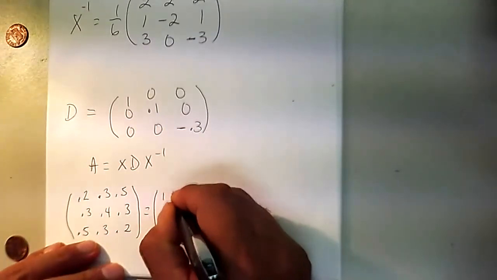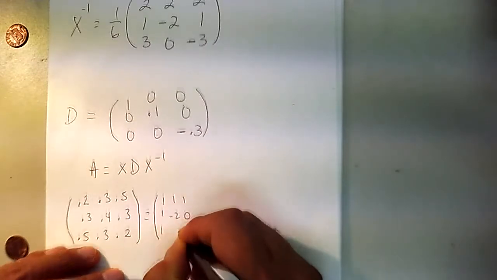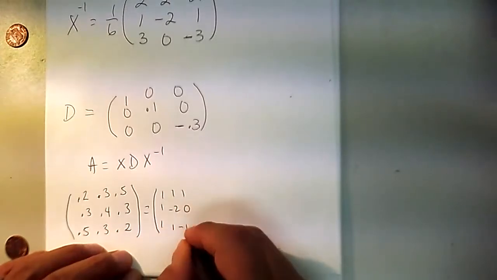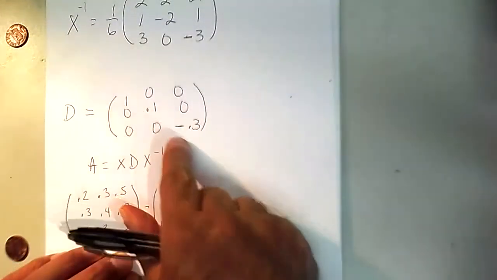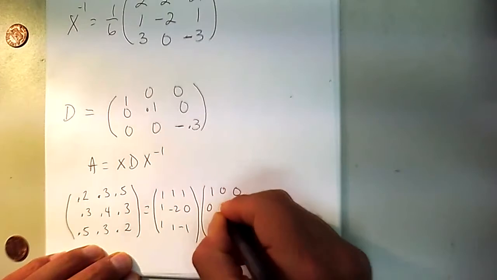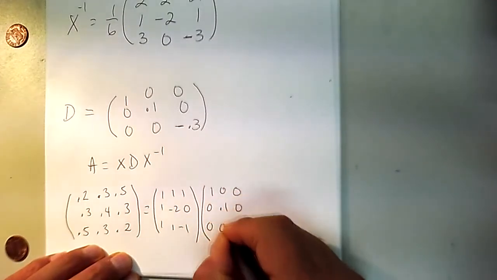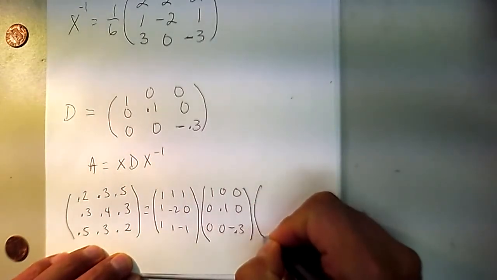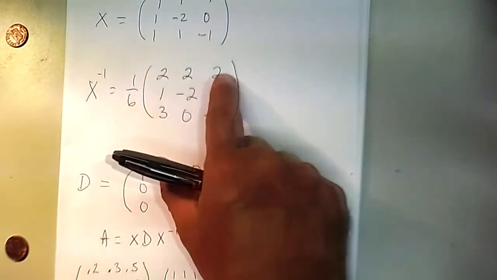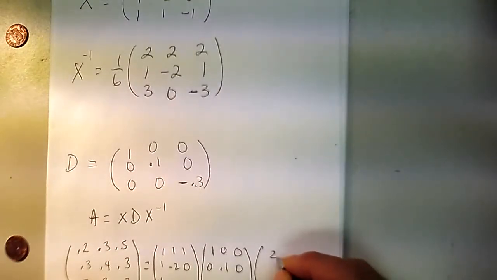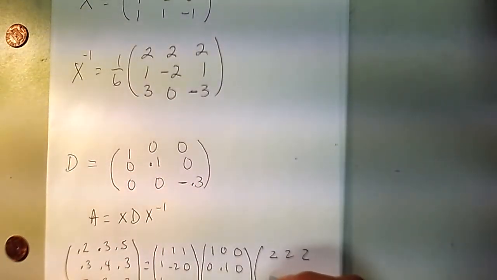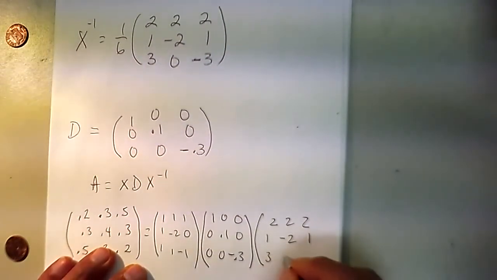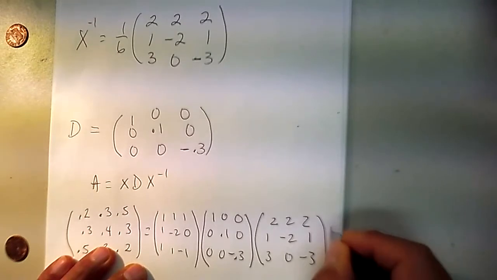So there's a bunch of ones here, -2, 0, and then 1, 1, -1, times this diagonal matrix with 1, 0.1 and -0.3 in the main diagonal, and I missed the 1/6. I'm going to put the 1/6 after 2, 2, 2, 1, -2, 1, and 3, 0, -3, and that should be multiplied with 1/6.